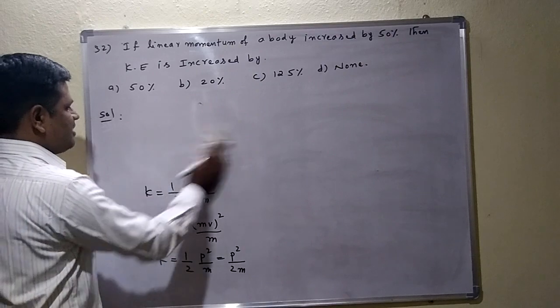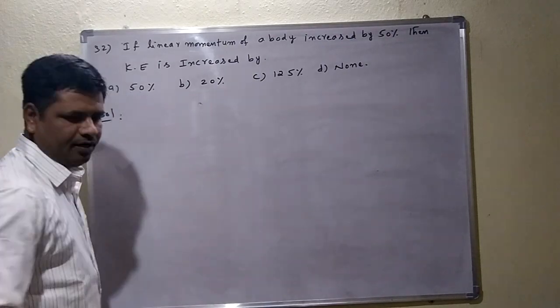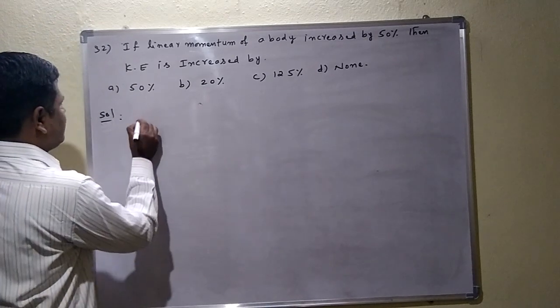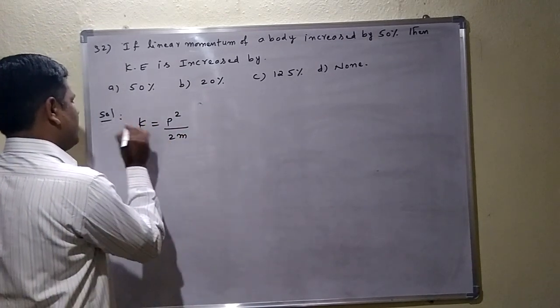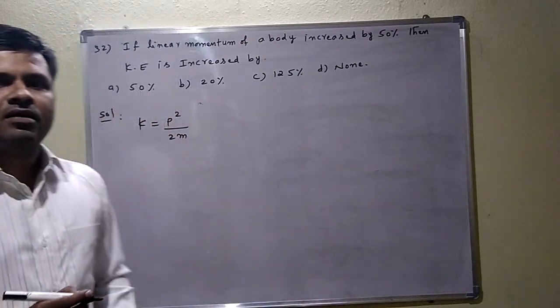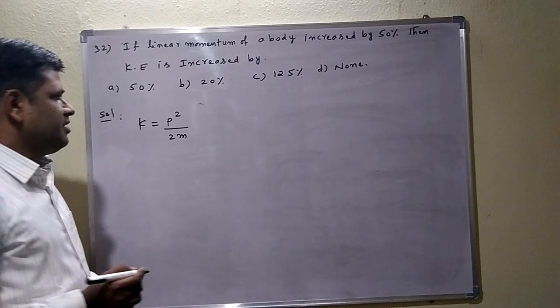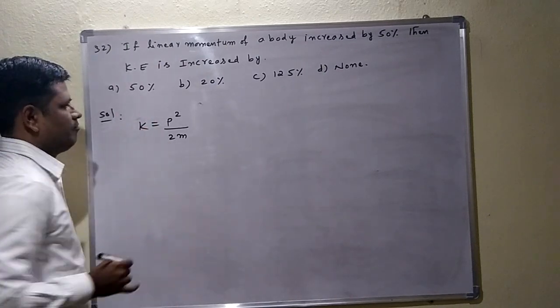Here, this equation is kinetic energy is equal to P square by 2m. So kinetic energy K is equal to P square by 2m. Here K is called the initial kinetic energy, P is called the initial momentum.